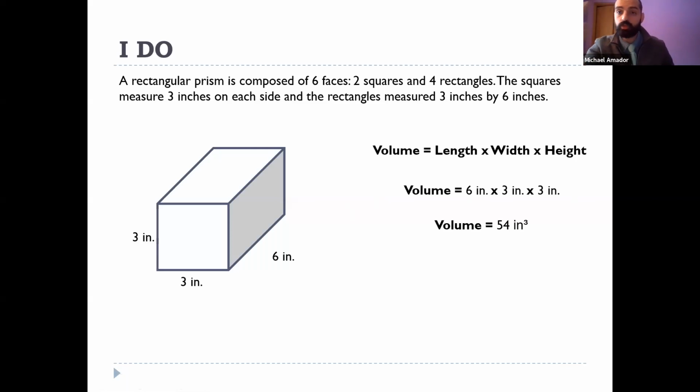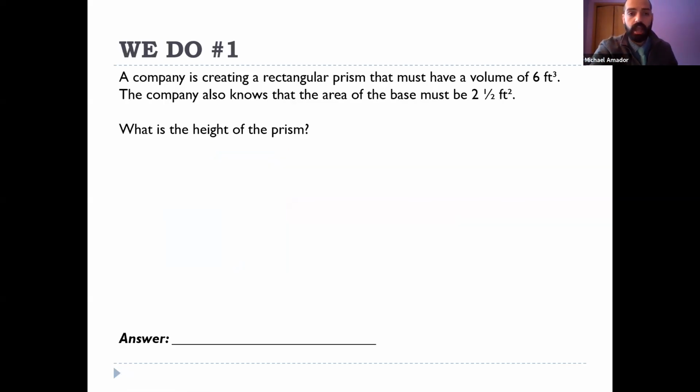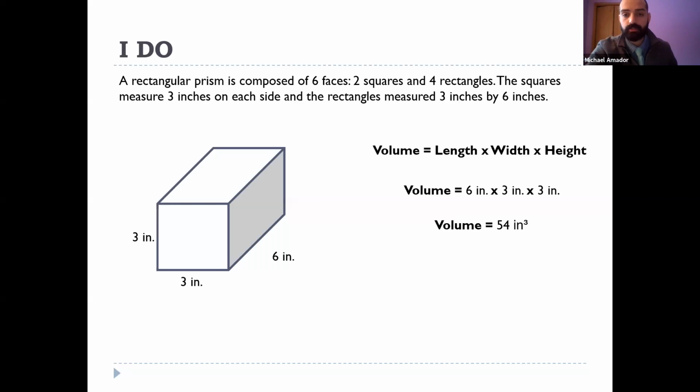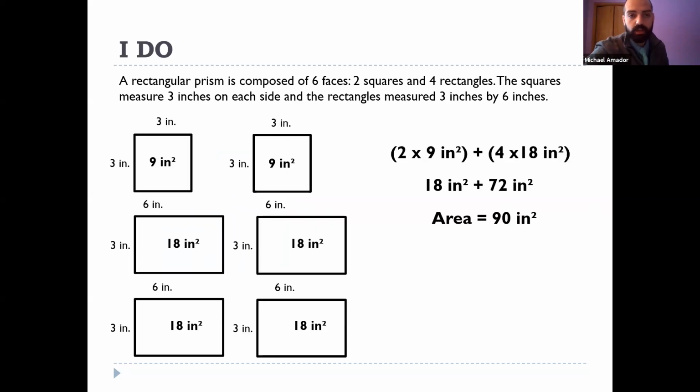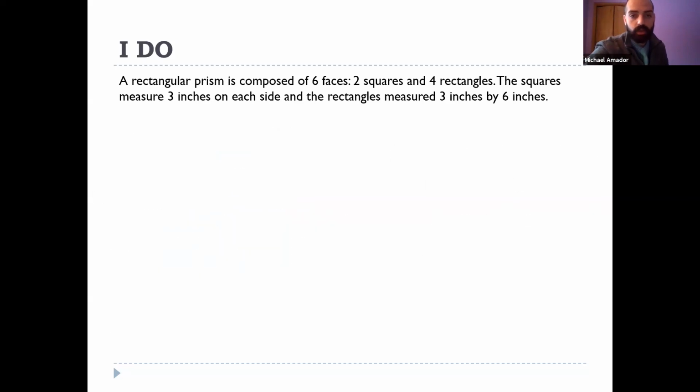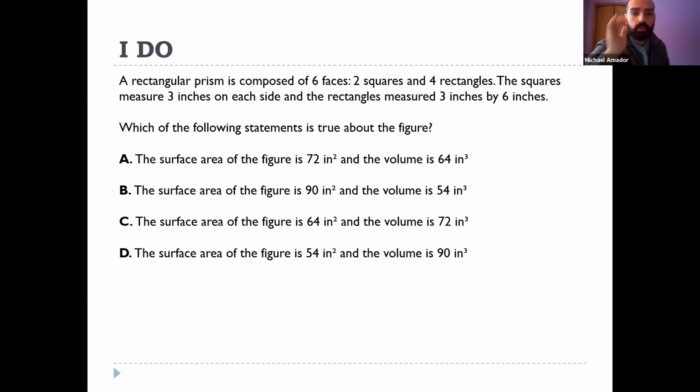So now we've done the two things that we needed to do. We found the surface area and we found the volume. So the surface area was 90 square inches and the volume is 54. If we go back to our original question, everyone scan through. Remember that our surface area is 90 and our volume is 54. Show me on your hands.